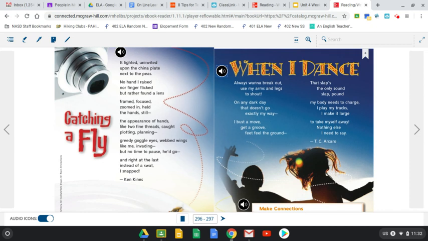And then I go back to my stanzas and I look for a rhyming pattern: out and shout, day and way, move and groove, sound and pound. Okay, so I see rhyming. That right away tells me that this is a lyric poem.